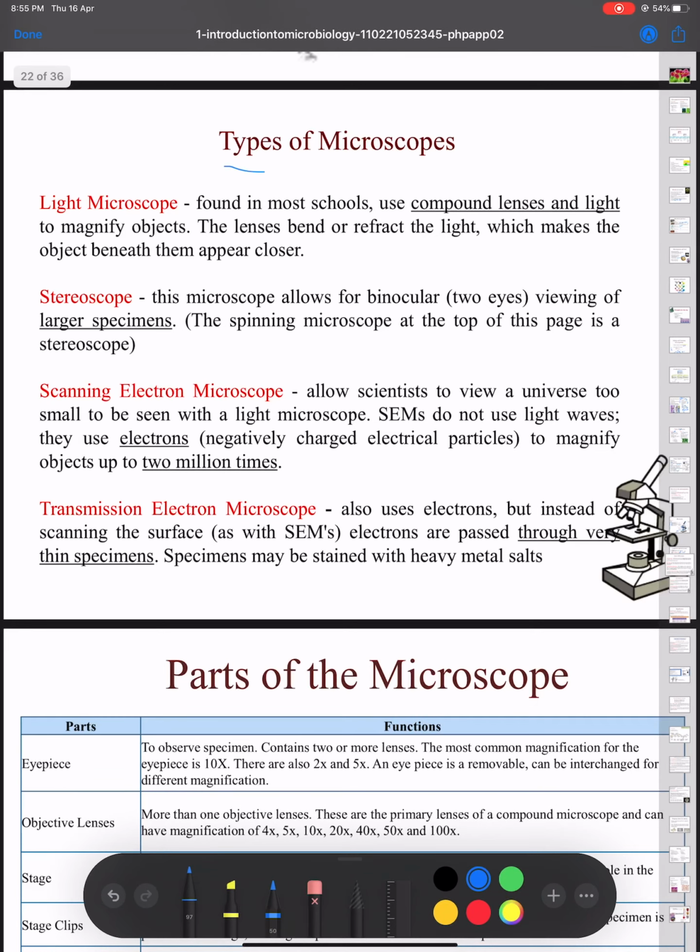And there are different types of microscopes. As I told you, the light microscope is where the light focuses on the sample, and you have the magnification lens which will magnify. Here they have the compound lenses, that's fine.